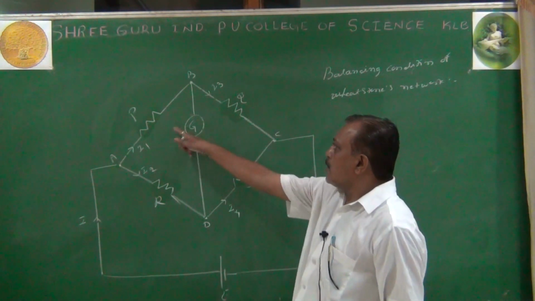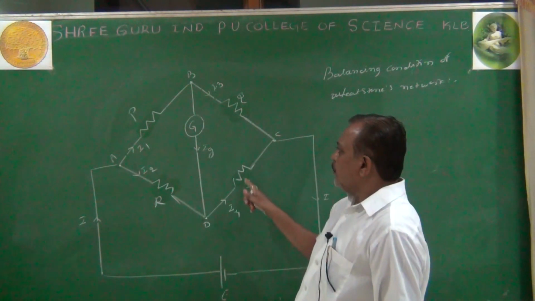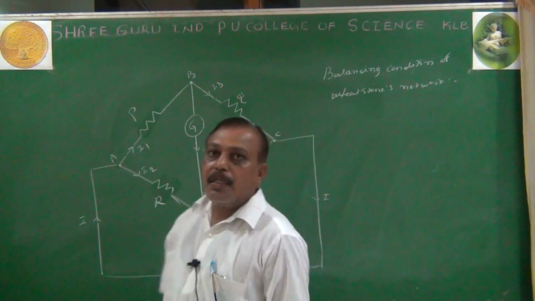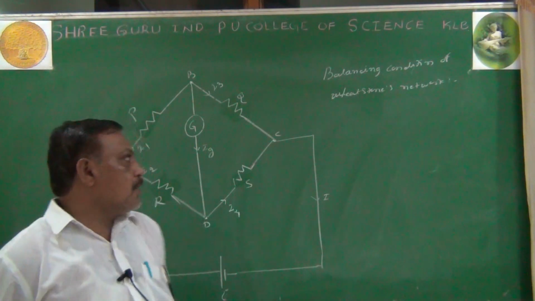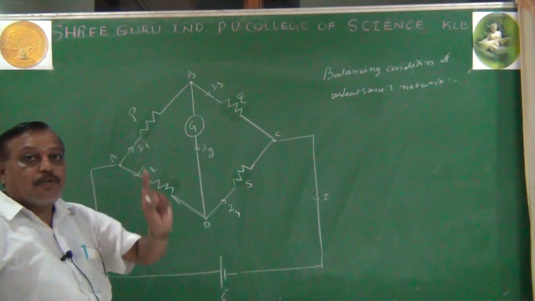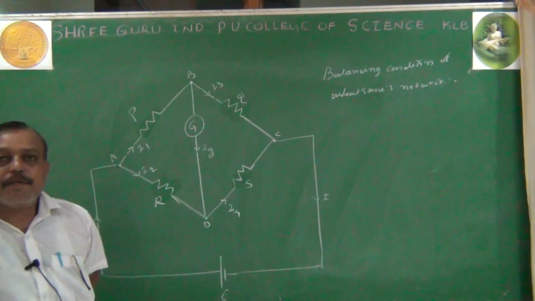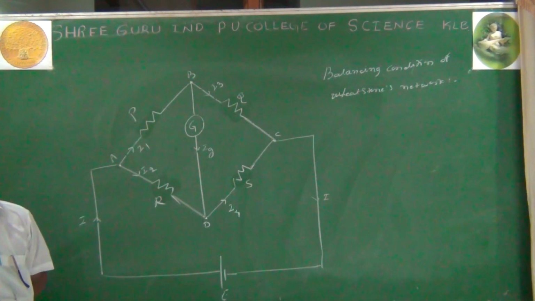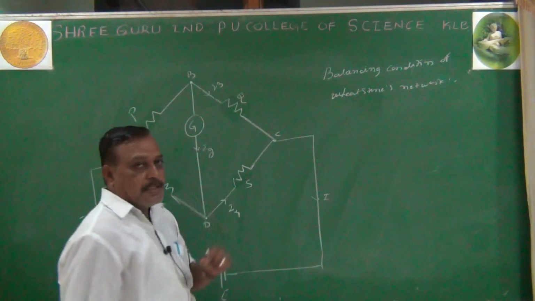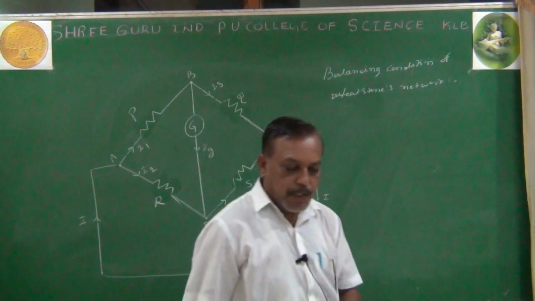To adjust the resistance of the network, you alter the values of P, Q, S, R such that the current through the galvanometer is 0. When the current through the galvanometer is 0, then the network is said to be balanced. Now this is our explanation. Then after this, I come across the application of KCL and KVL for the bridge.